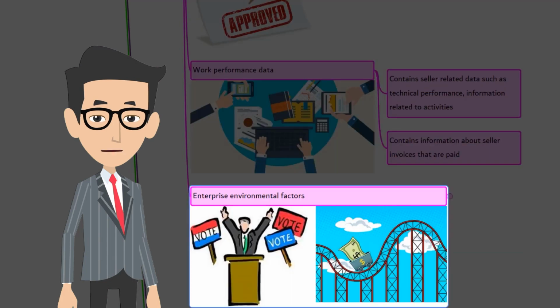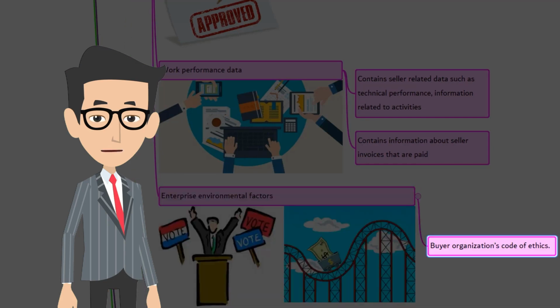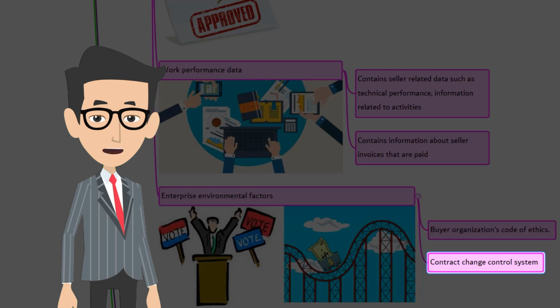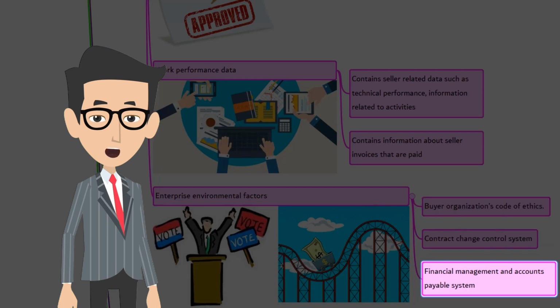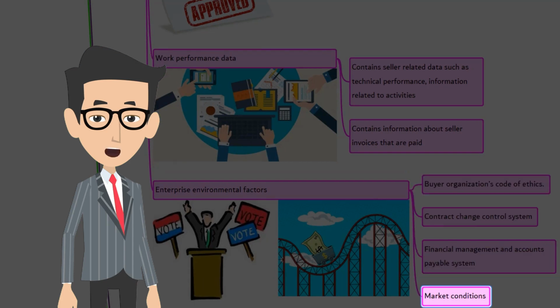The seventh input is enterprise environmental factors. Buyer's organization's code of ethics, contract change control system, financial management and accounts payable system, and market condition, which describes what products, services, and results are available in the regional and global markets. These are some of the enterprise environmental factors to be considered as inputs.